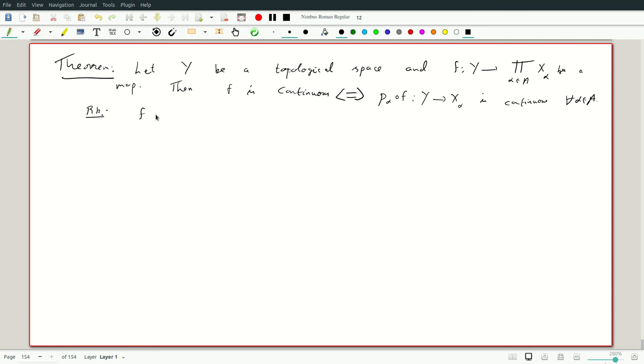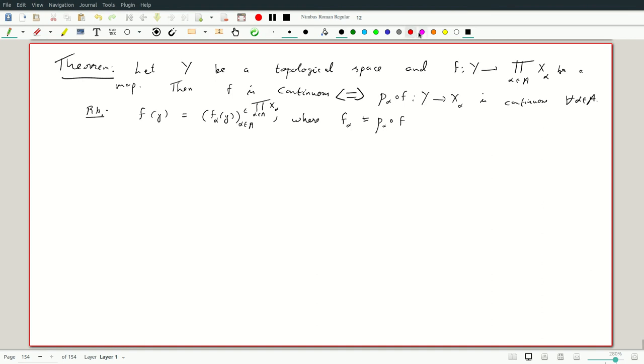So F of y is f alpha of y, alpha in A, where F of y is this tuple, f alpha of y, alpha in A, where f alpha is just P alpha composed with F. So the projections determine this as a function. Okay, so this is an element in the product over alpha in A of X alpha. So the continuity is also determined by these. So F is determined by these projection functions, and they are essentially the coordinates.